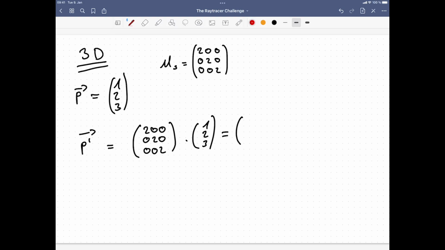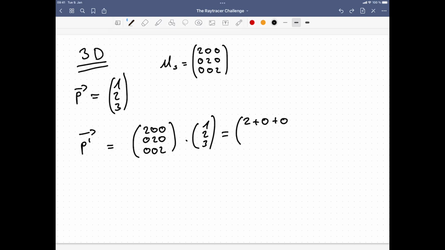So what does that mean? It means that we are multiplying this value here with this value here first. So 2 times 1 is 2, plus this value here times this value here, so 0 times 2 is 0, plus 0 times 3, which is 0. The next row would then be this value here times this value here. I think you get the gist of it.